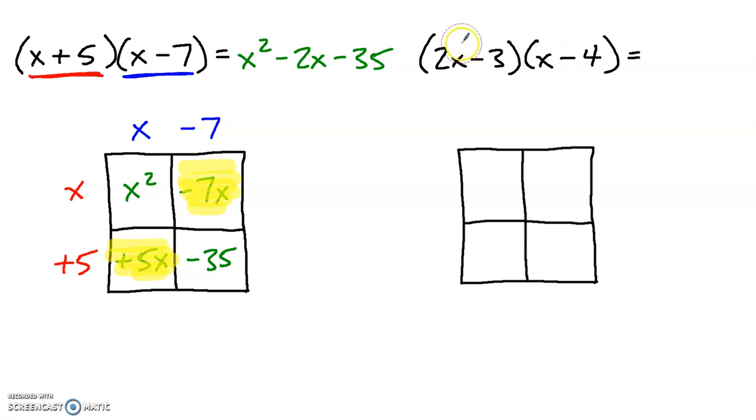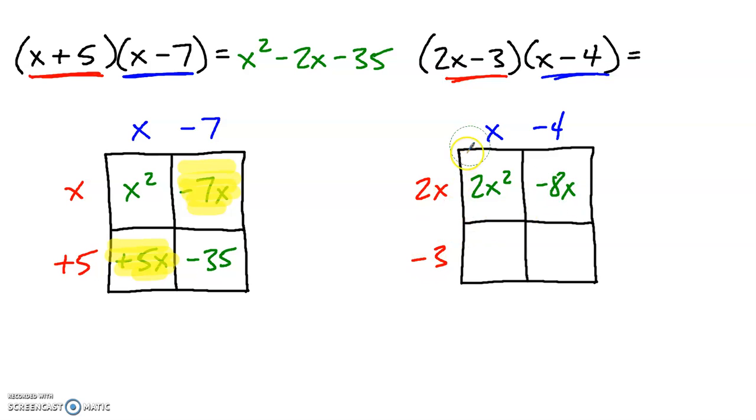A similar process would work if I was going to multiply 2x minus 3 by x minus 4. It would look something like this. 2x times x is 2x squared. 2x times negative 4 is negative 8x. Negative 3 times x is negative 3x. And negative 3 times negative 4 is positive 12.